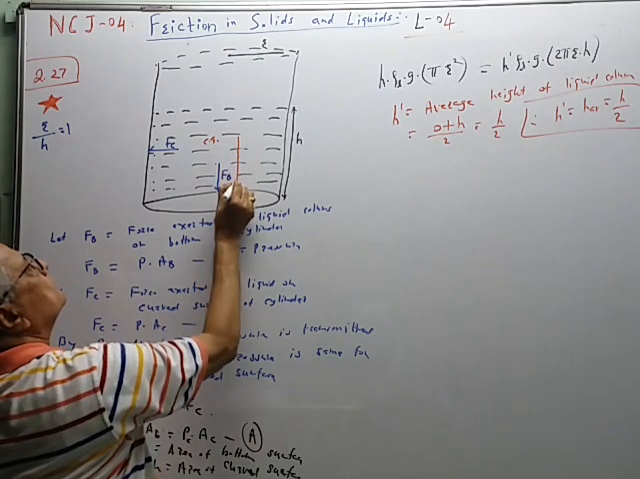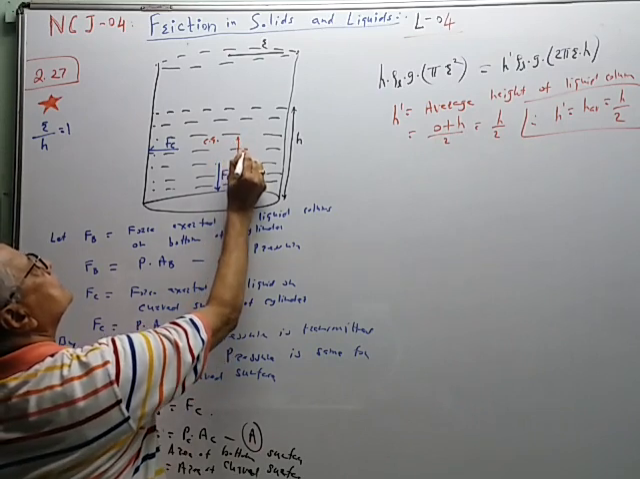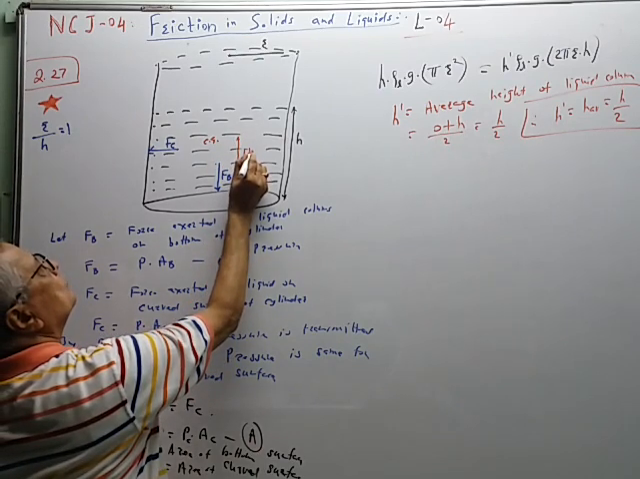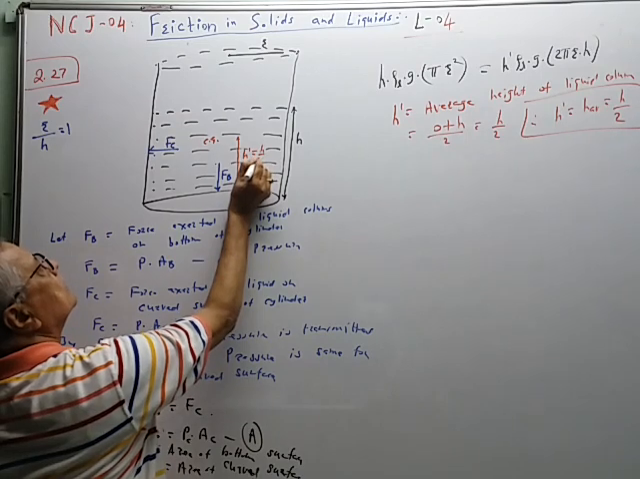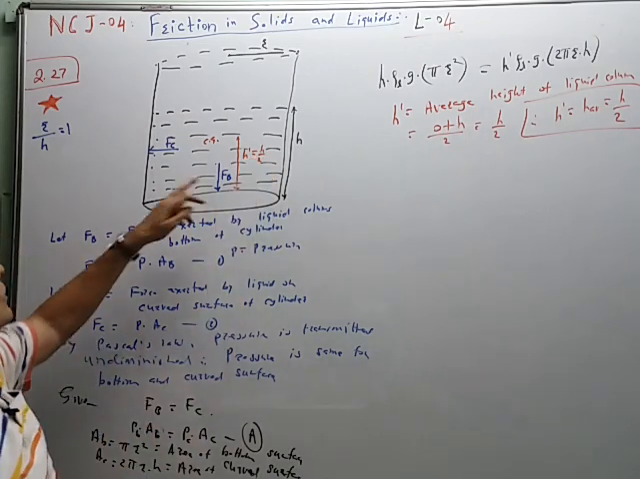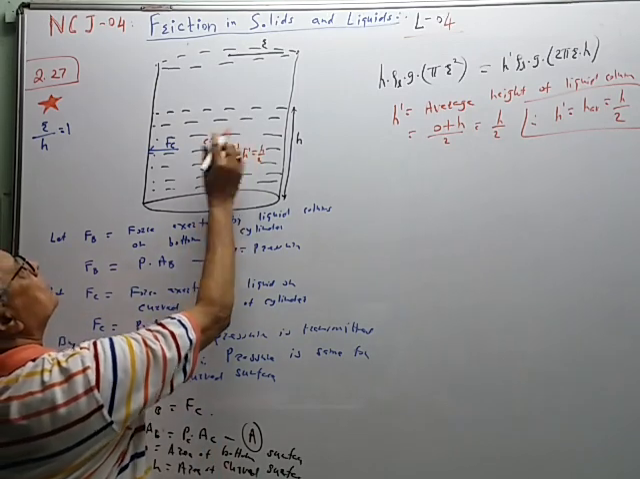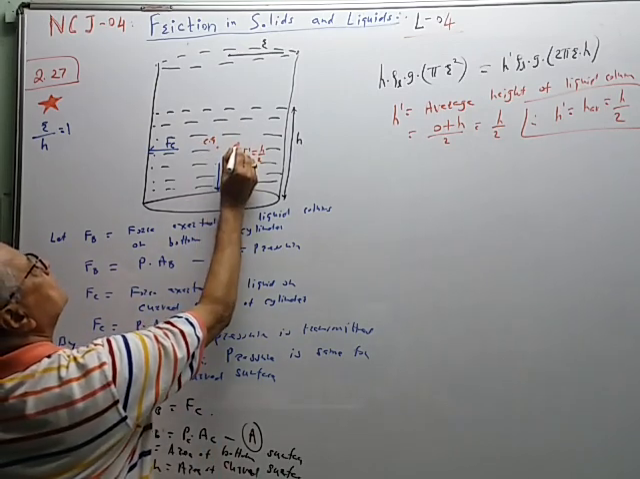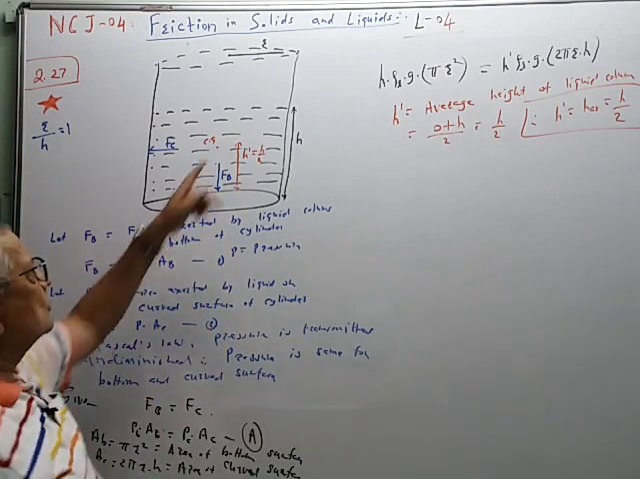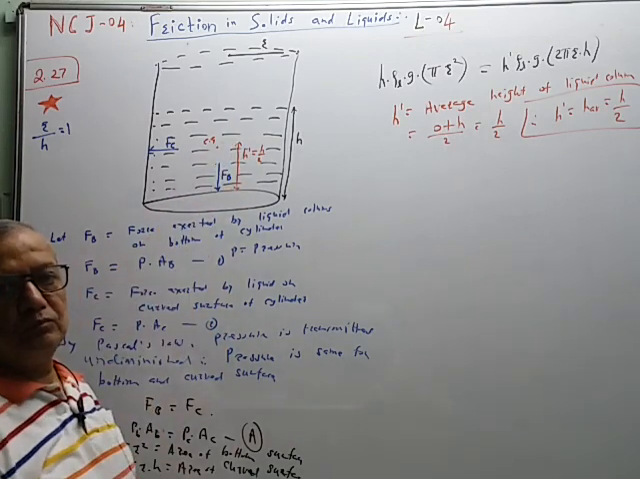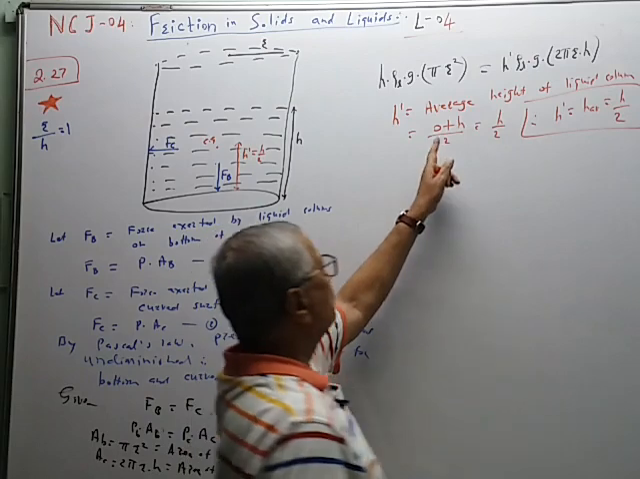So this center of gravity is here, CG. And therefore H dash is equal to H by 2, the distance of the center of gravity from the bottom. This is the center of gravity. Like this. So this is H by 2, this is H by 2. This is also important.